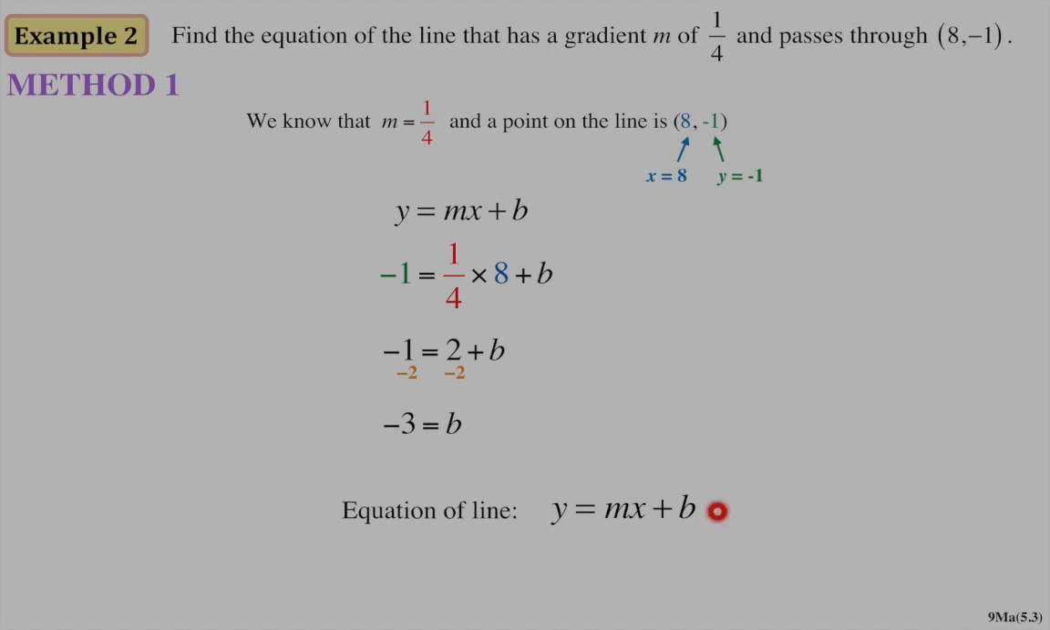Now here's my formula for the equation of a line. Y is equal to mx plus b. Now I know m. We were told m at the beginning. It's a quarter. I now know b. It's -3. So y equals a quarter x plus -3, or a quarter x, take 3. That's the first method. Now that's the method your textbook uses.